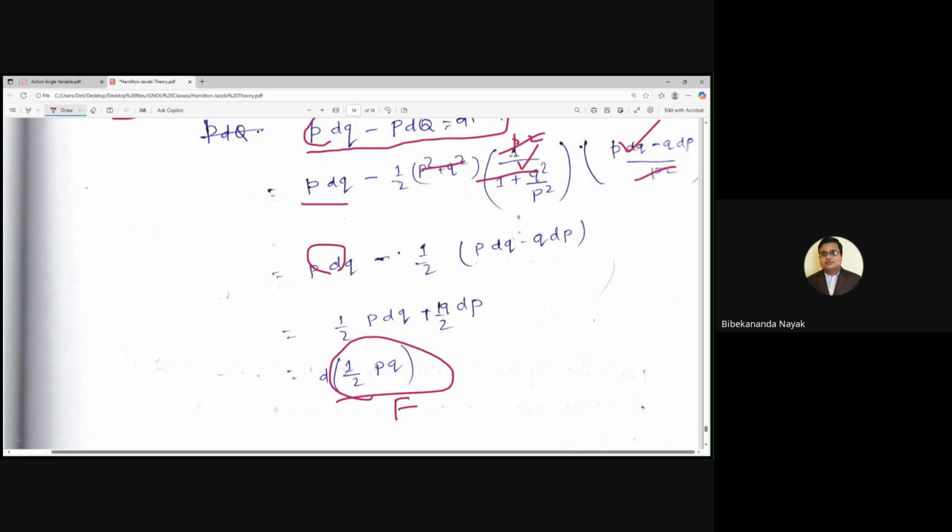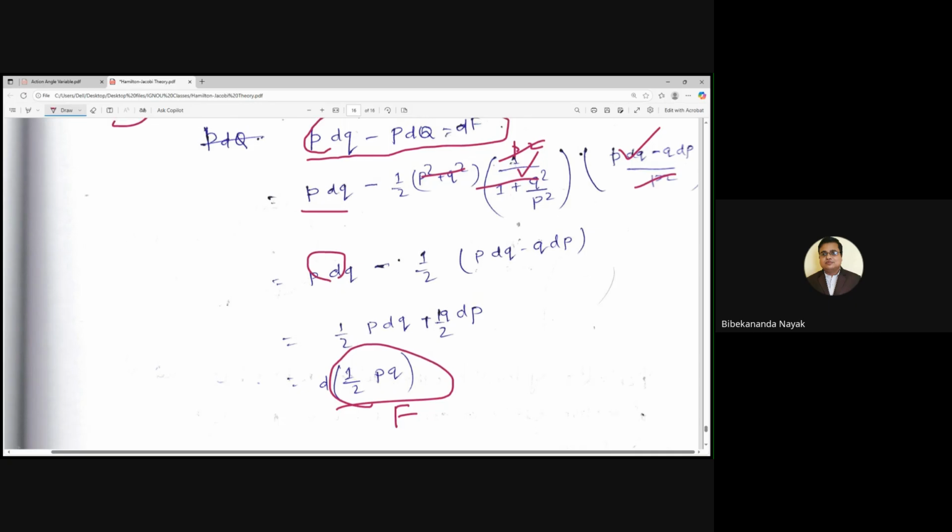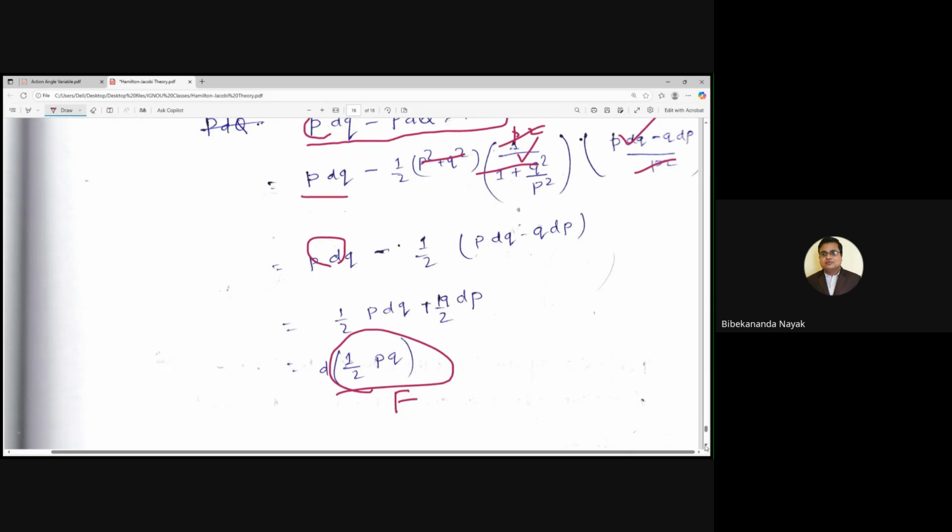Sometimes we have to use this formula also to check canonical transformation. Clear? Yes, sir. So it is another method to solve this problem.